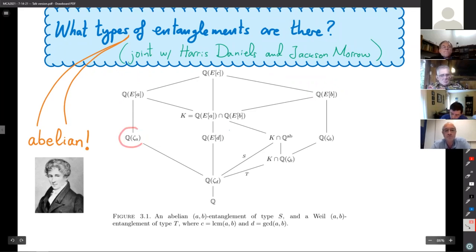So if for some reason a subfield of the 8th roots of unity appeared inside the B division field, then that would give you an entanglement, some subfield that is in both that shouldn't be there in principle. Okay, so that is what we are going to call a Weil entanglement.